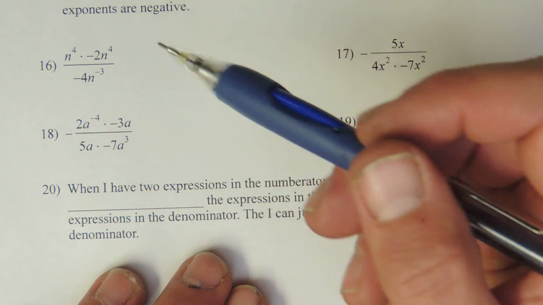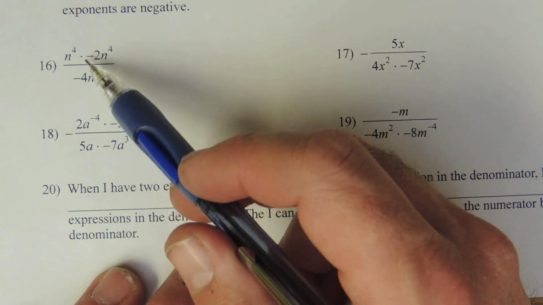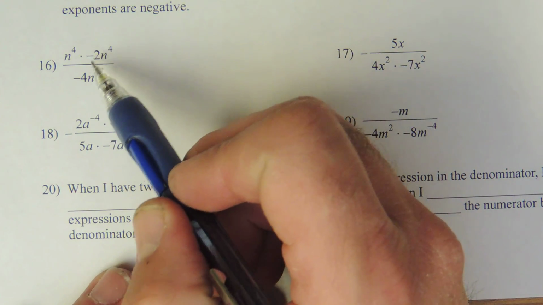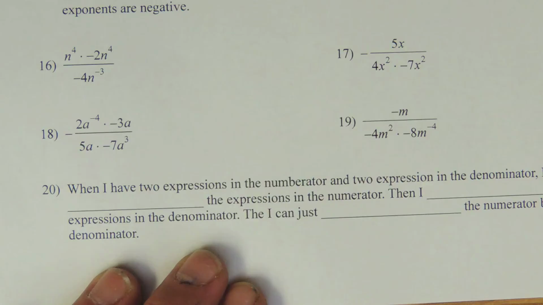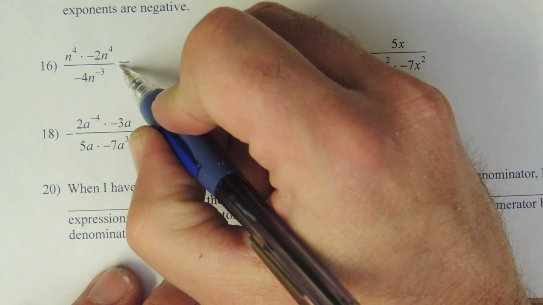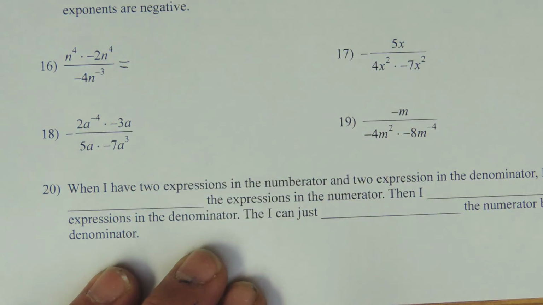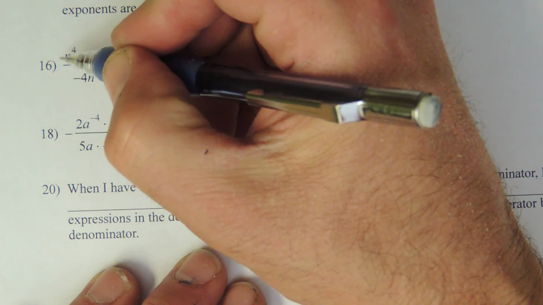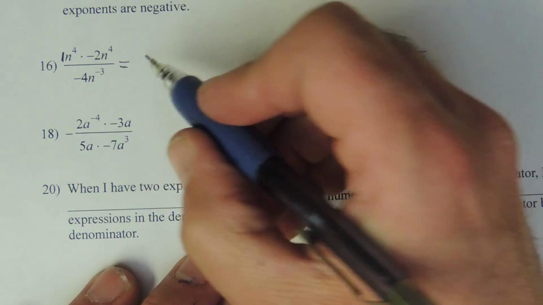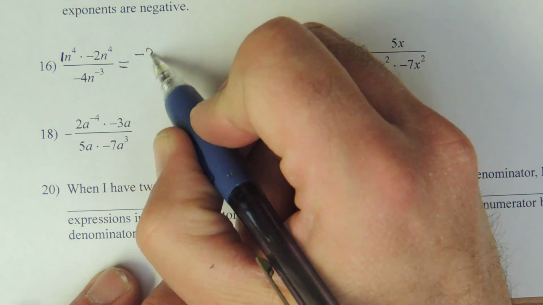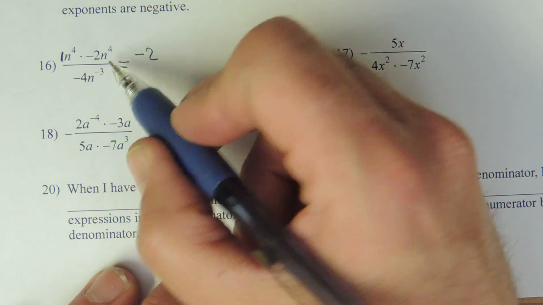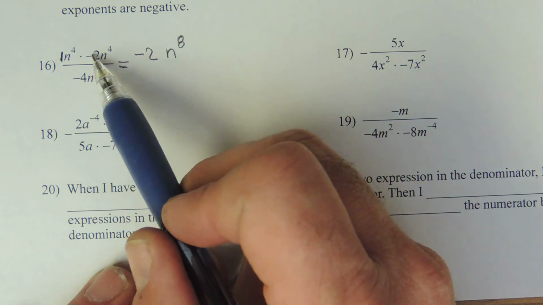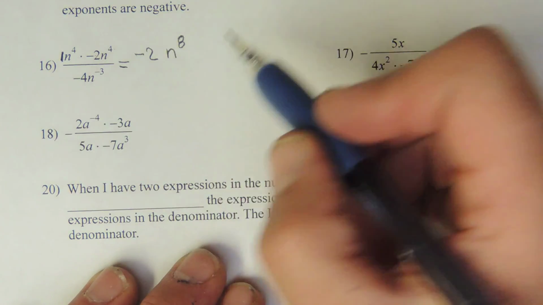Okay, now that you've done those problems, problem 16 is a division problem just like problem 11. It's complicated though in the fact that I have a multiplication problem in the numerator. So I'll do the multiplication problem first, and then I'll do the division problem. First thing I do is my coefficients. So 1 times negative 2 gives me negative 2. N to the 4th times n to the 4th gives me n to the 8th. I multiply the coefficients, I add the exponents.